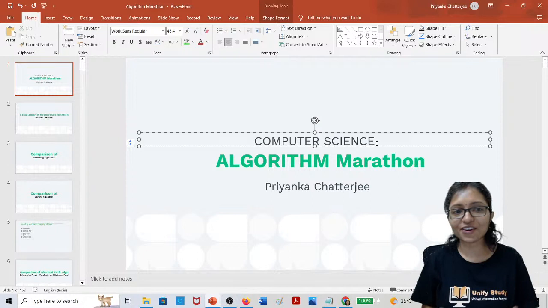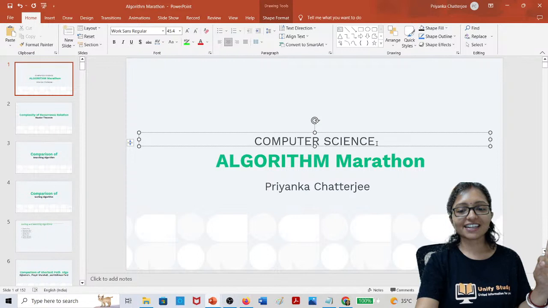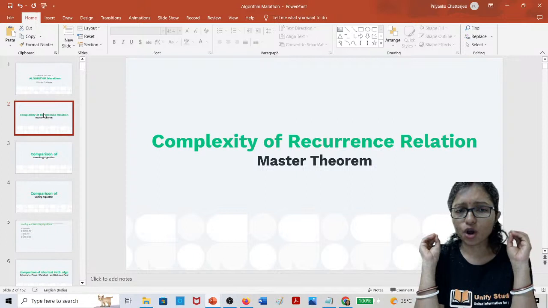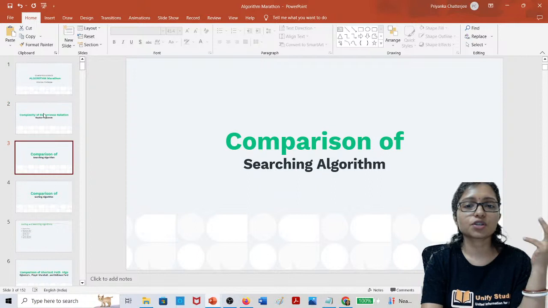So here we are going to do all the important algorithms. First of all, one by one, we are going to cover everything. First of all, we will do complexity of recurrence relation through the master theorem, because it is a 100% confirmed topic from where questions are always coming. One question, two questions can also be there.